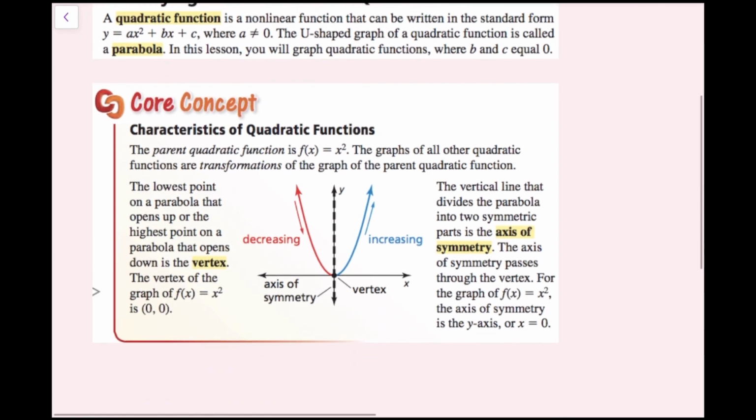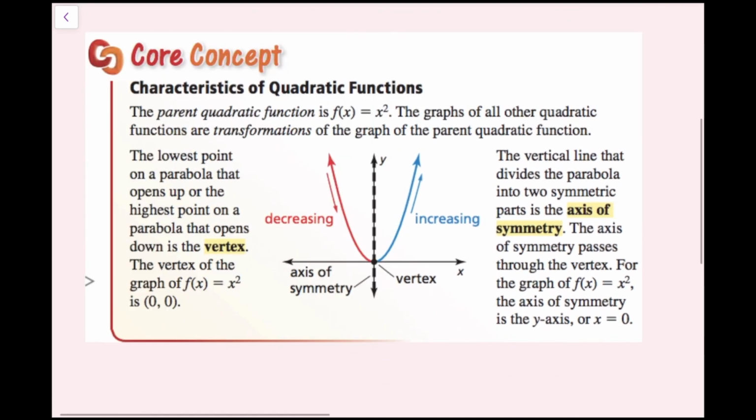I'm going to scroll down here. Characteristics of quadratic functions. The parent quadratic function is f of x equals x squared. The graphs of all other quadratic functions are transformations of the graph of the parent quadratic function. The lowest point on a parabola that opens up, or the highest point on a parabola that opens down, is the vertex. The vertex of the graph of f of x equals x squared is 0, 0, or the origin.